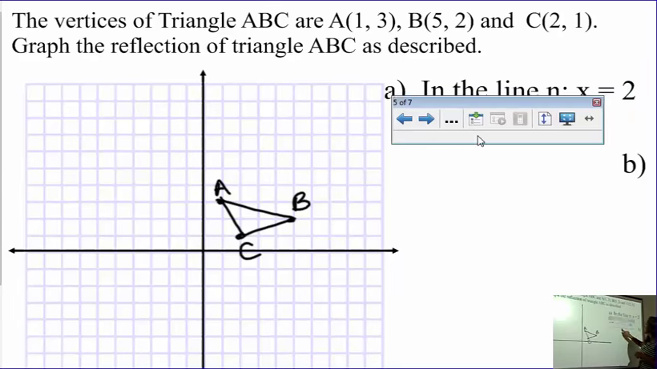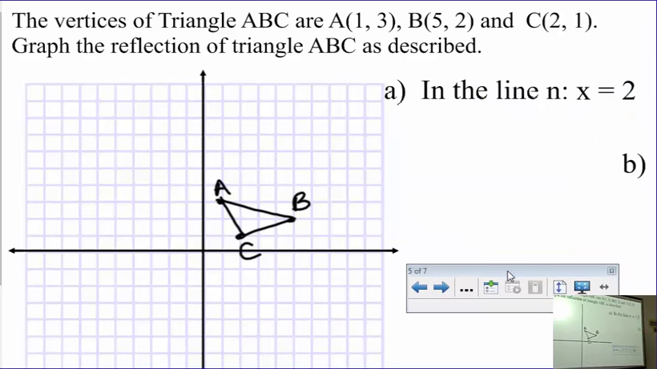Okay, for this next one, go ahead and fill in the ordered pairs on your paper. Go ahead and graph it on your paper so that it matches what we've got going on over here. So A is at (1, 3), B is at (5, 2), and C is at (2, 1). So it should look like the image we're showing you on our picture.